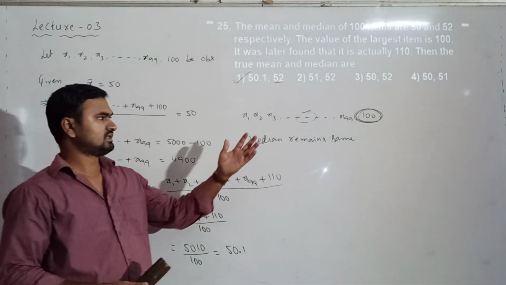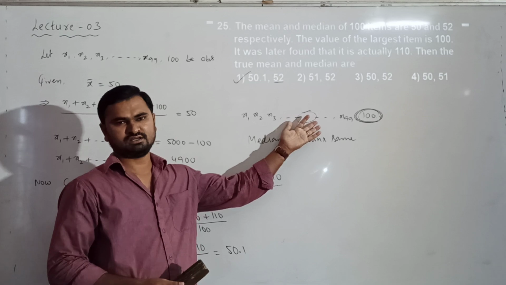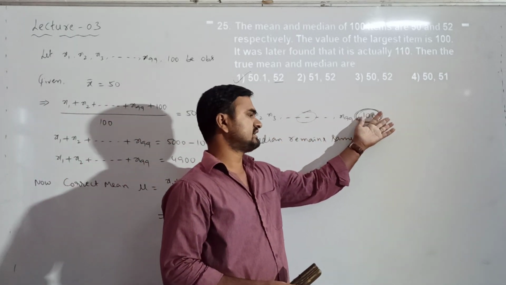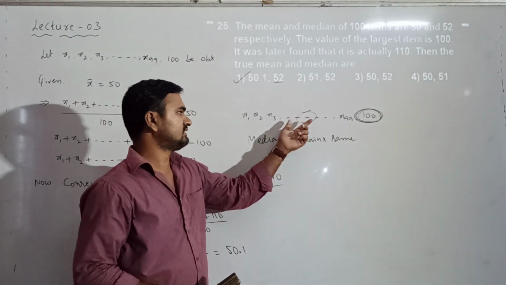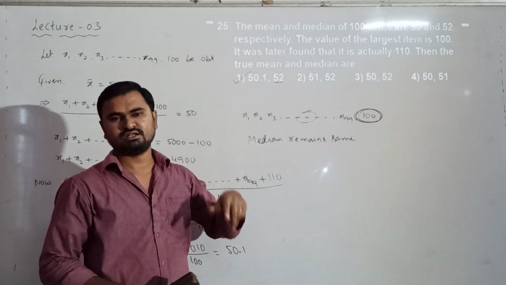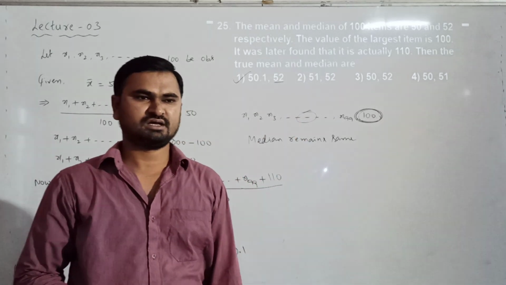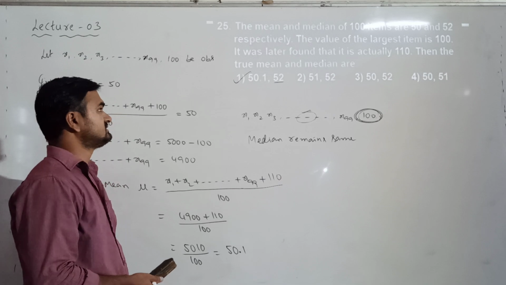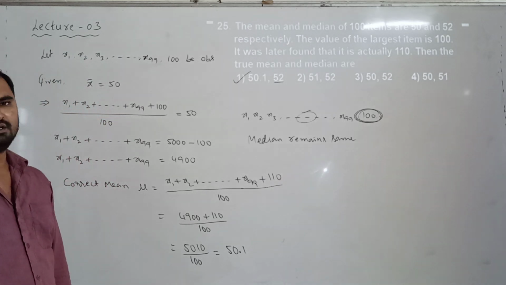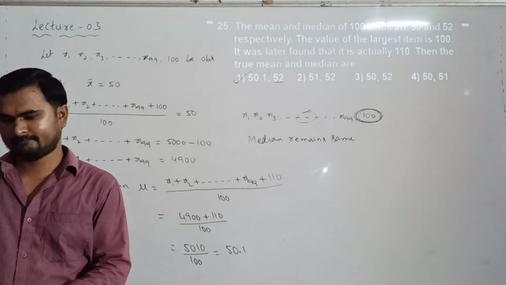The median remains the same because it is present in the middle of the data. So whether you increase the last item, it will not affect the middle term. So the median remains the same, only the mean is affected. The correct answer is 50.1 and 52.